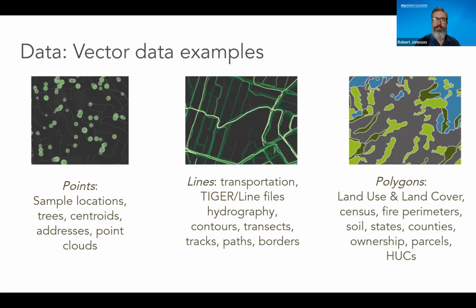Anything that's going to be that sort of linear feature, whereas polygons are going to cover a wide array of things. You can do land use, crop areas, fire perimeters, building footprints, parcels, anything that's going to be sort of a 2D shape that you want to put on your map.